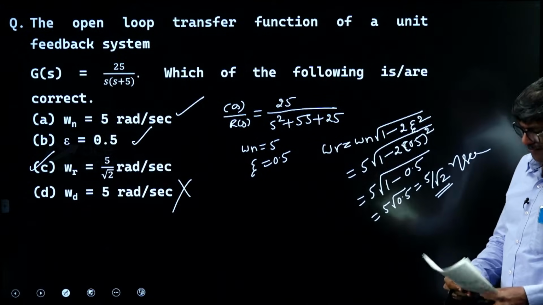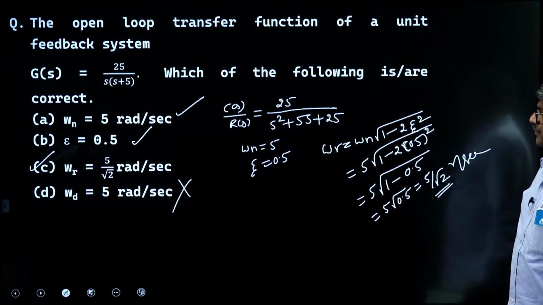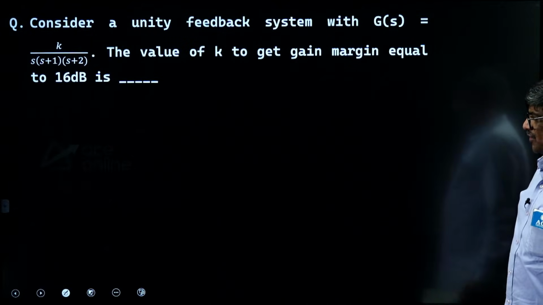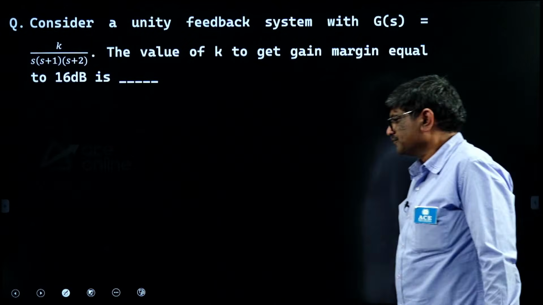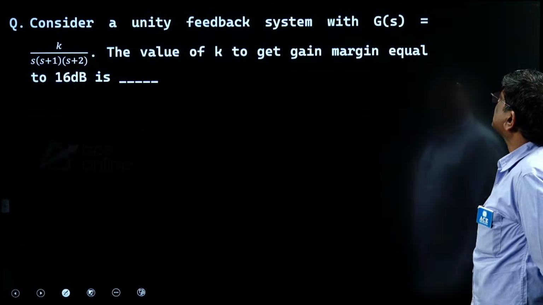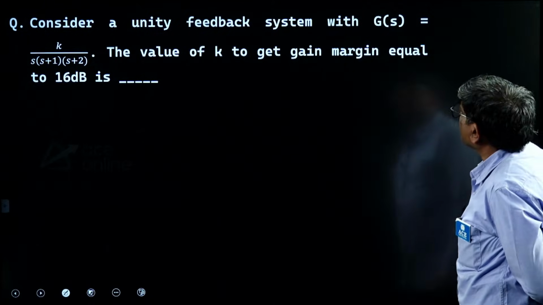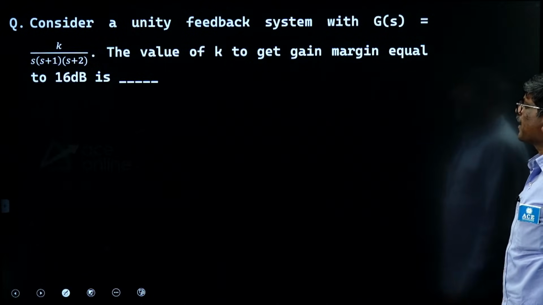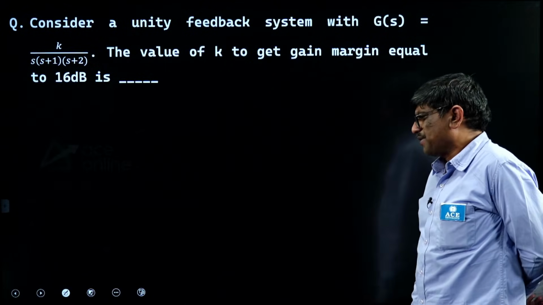Okay. Next question, solve this. Consider the feedback system with G of S given. Get the K value for the gain margin equal to 16 dB. Come on, do it.